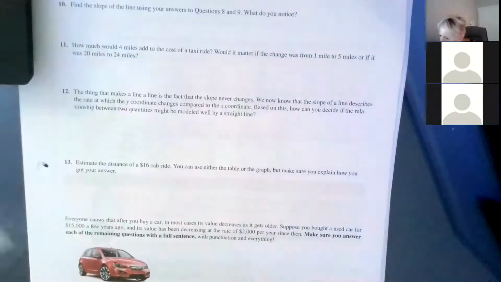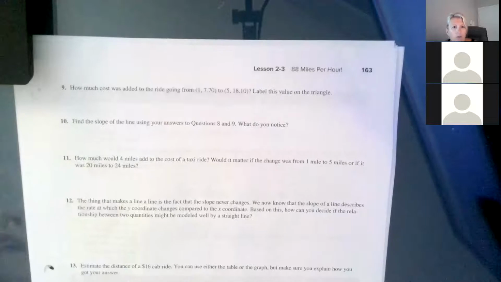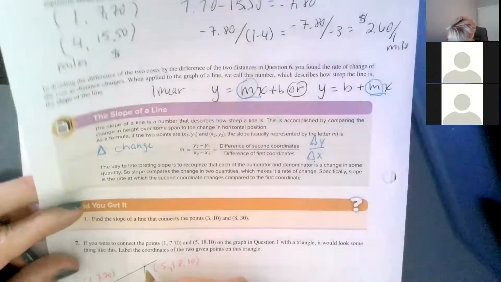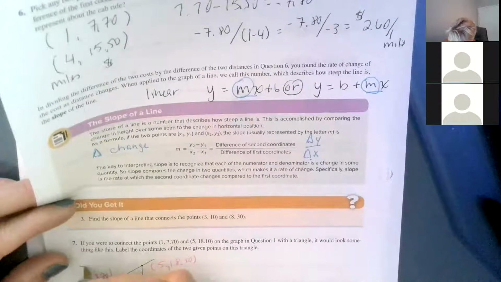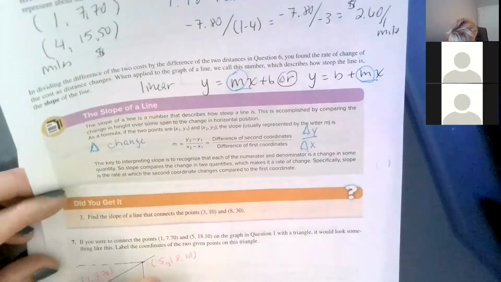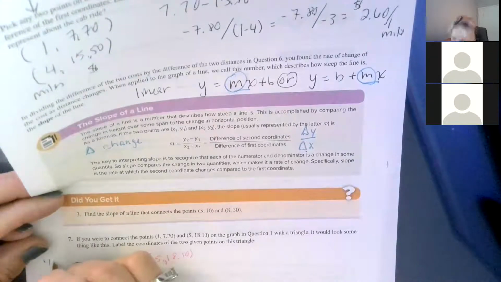And then on the top of page 163, it says how much cost was added to the ride between those 2 points, and label that on the triangle. So now we're talking these two values. So this would be the 770 and this would be the 1810.